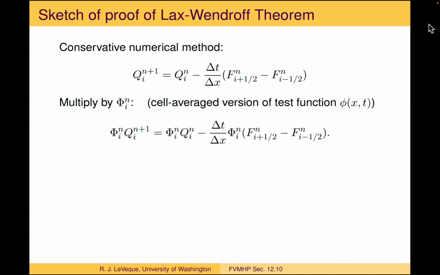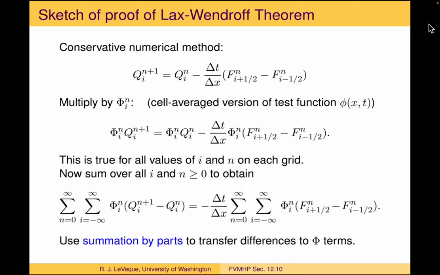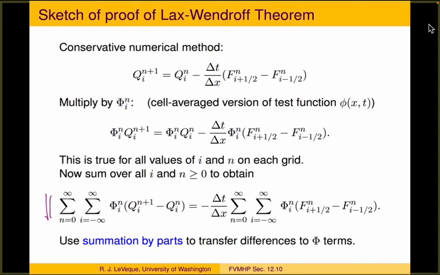And then in the differential equation, what we did after multiplying by phi was we integrated in space and time, and then we did integration by parts. So we're going to mimic that here. We're going to take this equation for each i, n, and we're going to sum over all i and all n, mimicking integrating in space and time. And because phi has compact support, these Phi_i^n's are going to vanish for i or n sufficiently large. So I've written these as infinite sums, but there's only a finite number of non-zero terms in each of these sums.